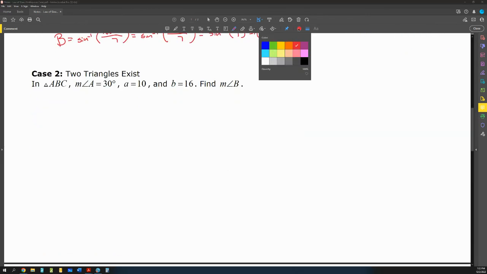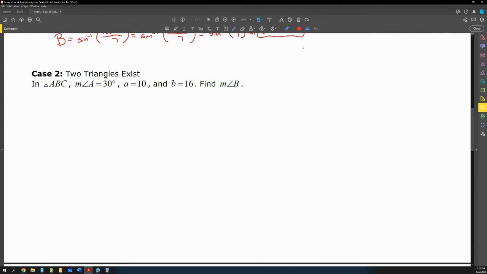All right, so back to my original color. In triangle ABC, again, a measure of angle A is 30 degrees, side length A is 10, side length B is 16. Solve for the measure of angle B. So the sine of 30 degrees over side length A, 10, is equal to sine of B over 16. This is our law of sines equation.